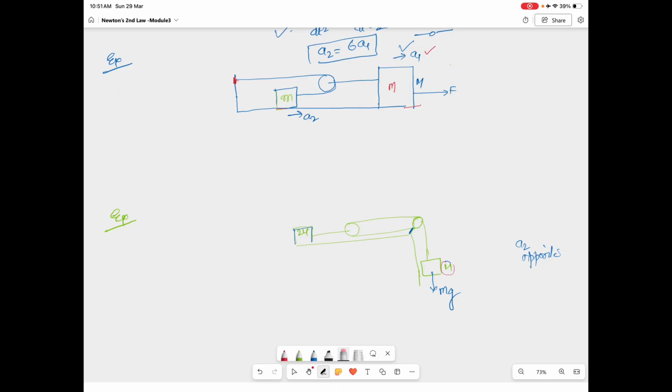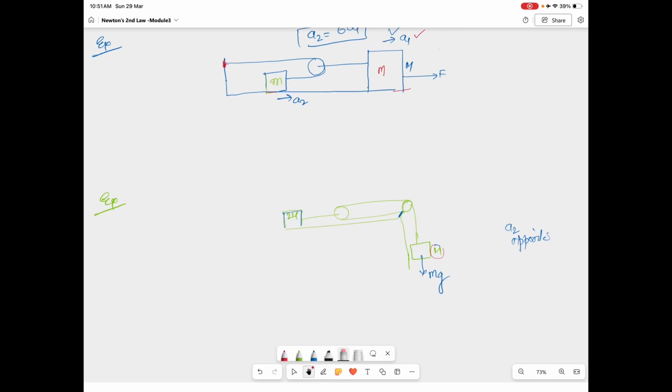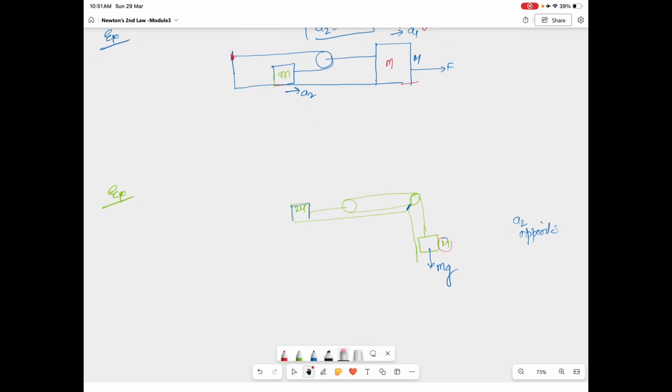Now we will come to the third example. This example I will explain with the help of the moving pulley concept only, so that you will have a better understanding of the concept. Here this is the system.